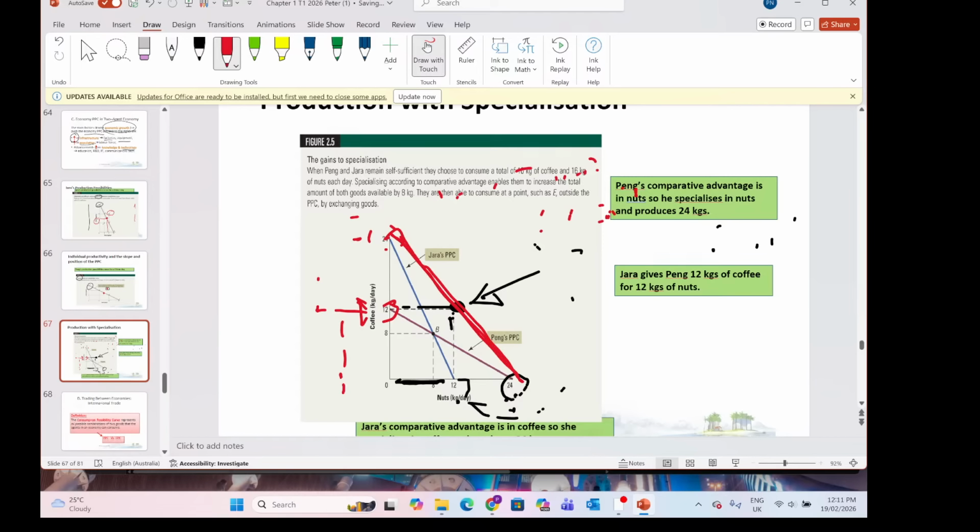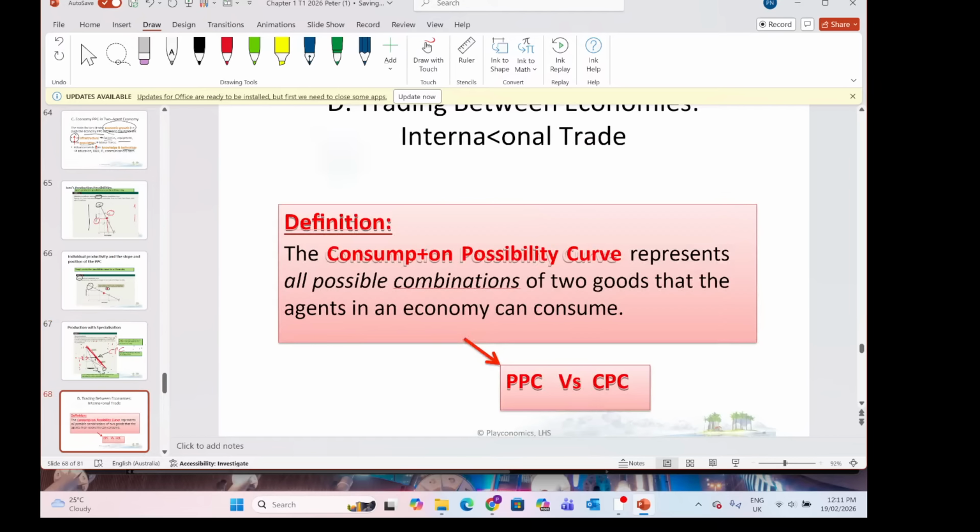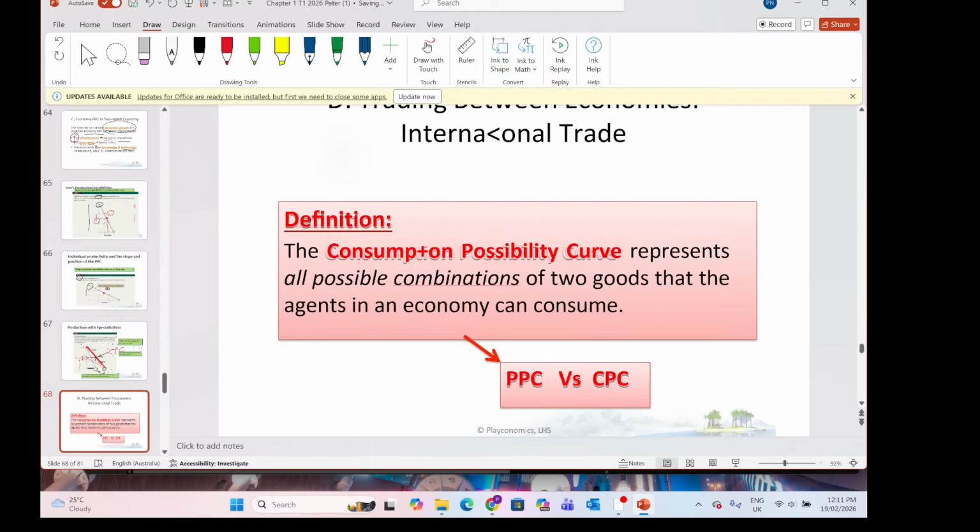And their consumption, that red line, is outside both of their production possibility curves. So now we've got a consumption possibility curve. So that's a new term, different to the production possibility curve. So what's the consumption possibility curve? It represents all the possible combinations of two goods that a country can consume.